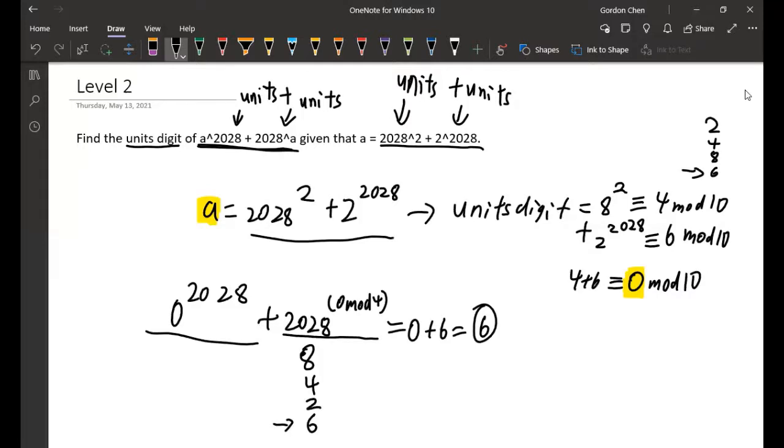So we can't write that it's 2028 to the 0. So we have to put it 0 mod 4 because it's a cycle of 4, and 0 mod 4 is 6. So we have in total 0 plus 6 equals 6. And that is our answer. And that's the end of level 1 and 2.